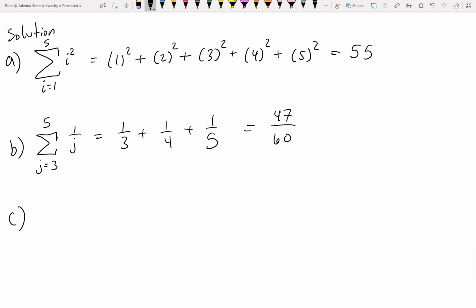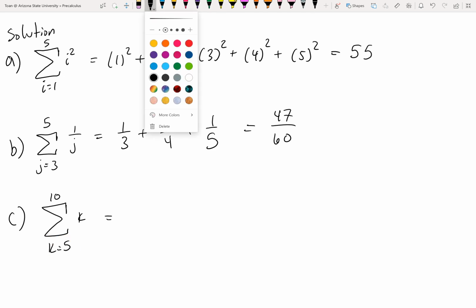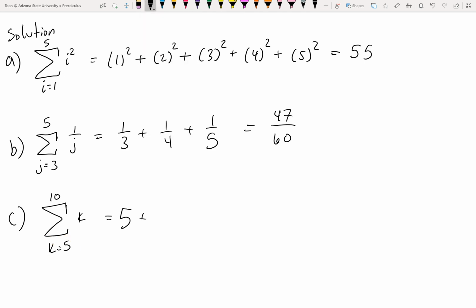Part C, k equals 5 to 10 of k. Just to show you, again, it doesn't really matter what letter you use, as long as the letter in the equation matches the letter of your dummy variable. So start by plugging in a 5, and then move up to 6, 7, 8, 9, and then lastly 10. So you do all that addition. What is that going to give you? 45.